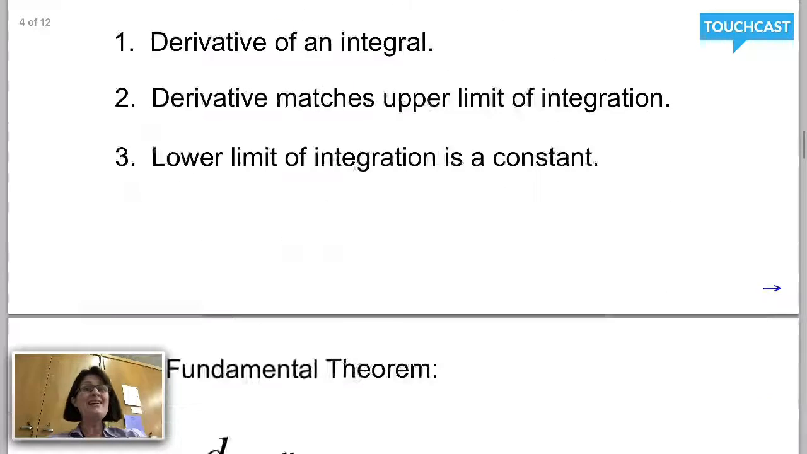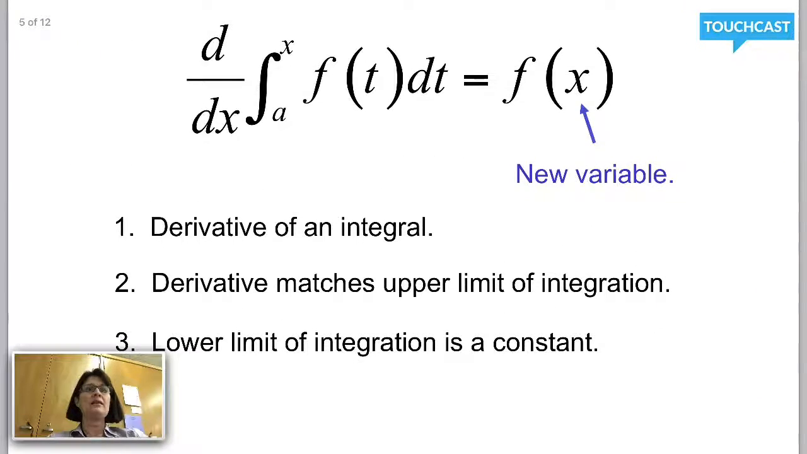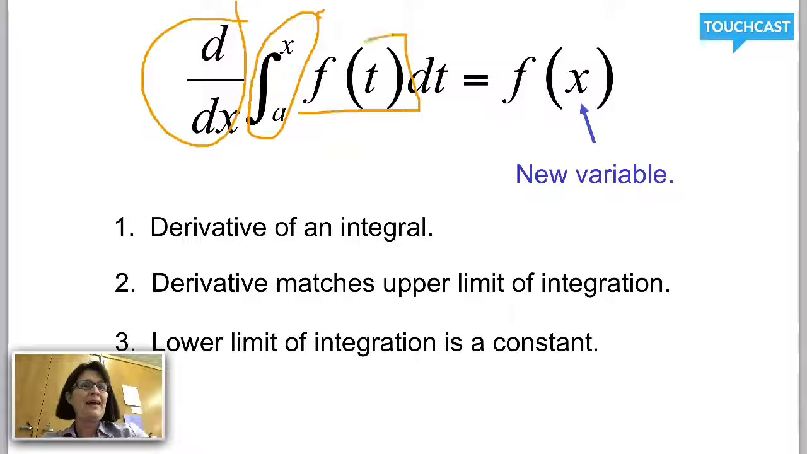All right, so if those things are true, then this operator which takes the derivative and this operator which integrates cancel each other out and leave behind the function that was here, except that instead of being f of t, or whatever function it was originally, all the t's convert into x's. Whatever the old input variable was is going to change to whatever that upper limit variable was, whatever the variable is that you're taking the derivative with respect to. So let's do an example.